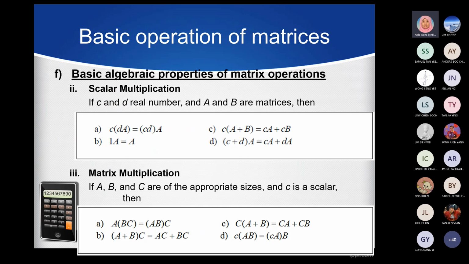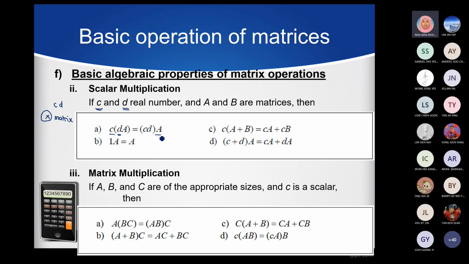Okay, all right. So next here is scalar multiplication. This is the same thing as I introduced before. When you have C and D here, they are real numbers. This is not a matrix here. Your C and D here are not matrices. Okay, they are real numbers.